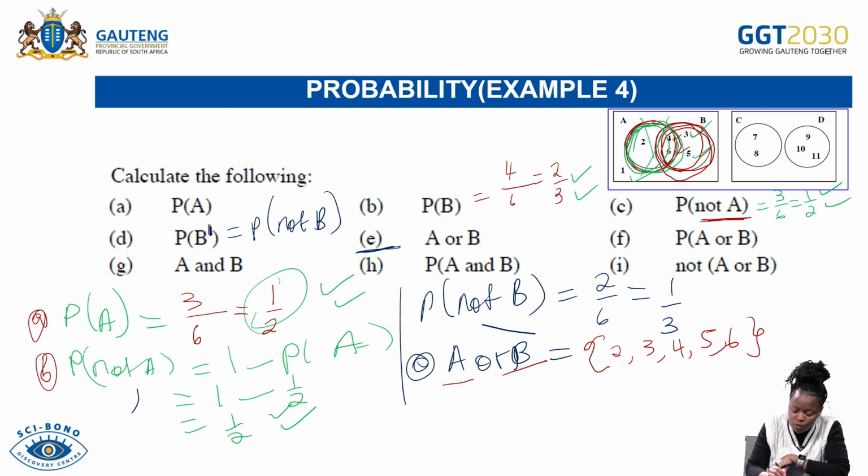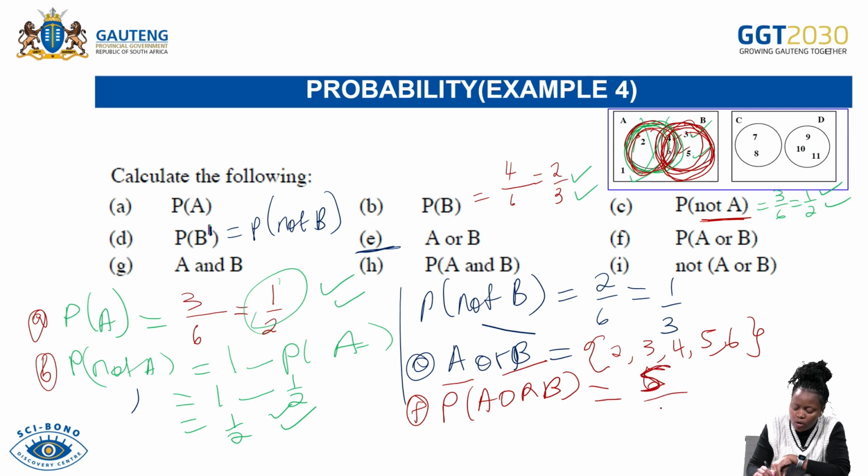Then you move to F. F is now saying find the probability of A or B. So for the probability of A or B, you count everything inside of A and everything inside of B. So it's going to be 5 all over 6. Then you get your full marks.